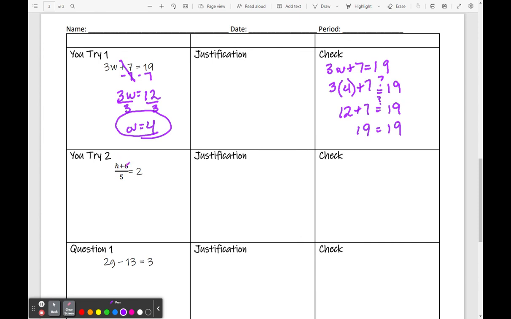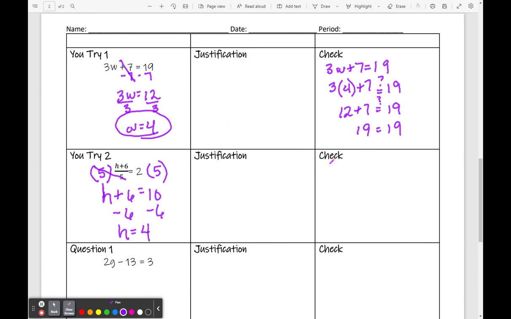Okay, You Try 2. In order to isolate this variable, you had to multiply both sides by 5. Remember that the fraction bar means to divide. So 5 times 1/5 equals 1. I'm left with h plus 6. That was a weird looking h, sorry about that. 2 times 5 is 10. Isolate the variable using inverse operations. Subtract 6 from both sides. And I have h is equal to positive 4.